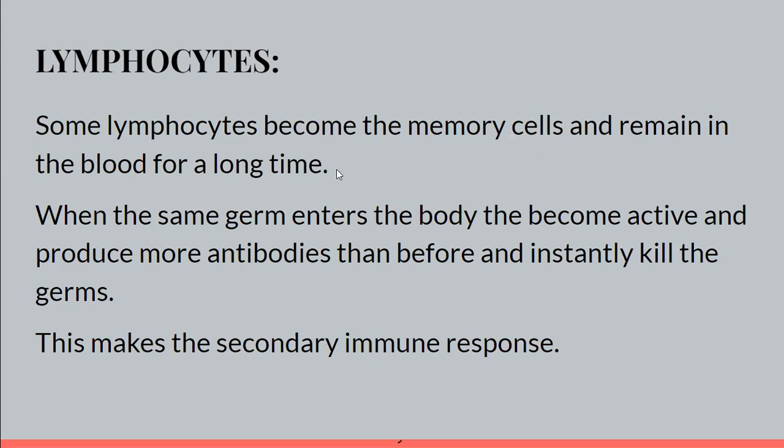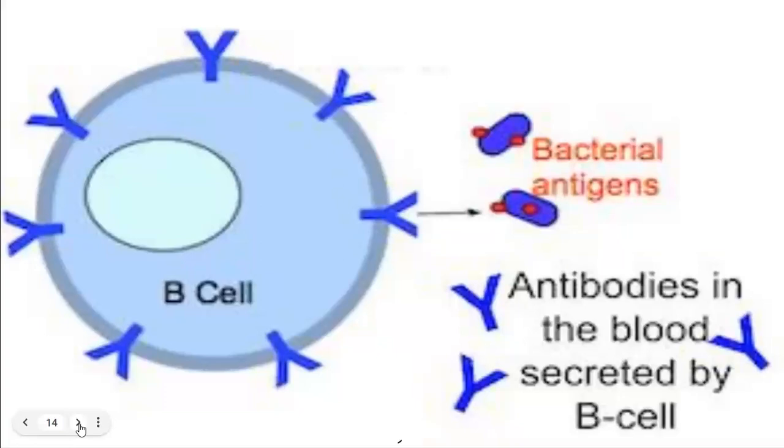Some lymphocytes become memory cells. They recognize the germs, they become memory cells, and they remain hidden in our blood. So whenever the germs enter again, they start producing more antibodies than they did before. So before the germs cause any symptoms, they kill the germs. This is called secondary immune response.